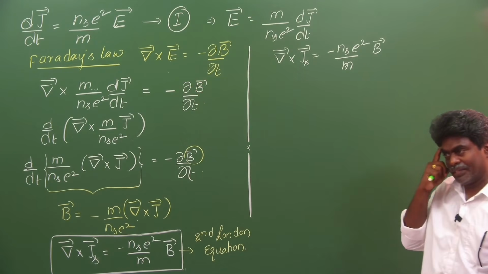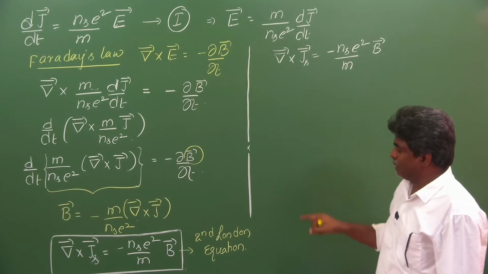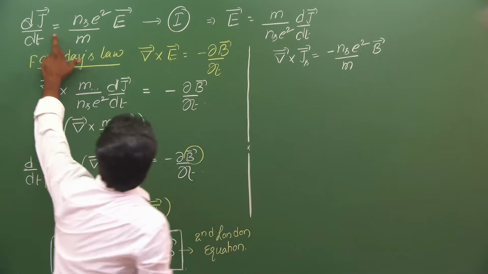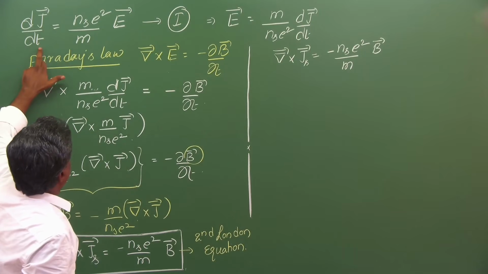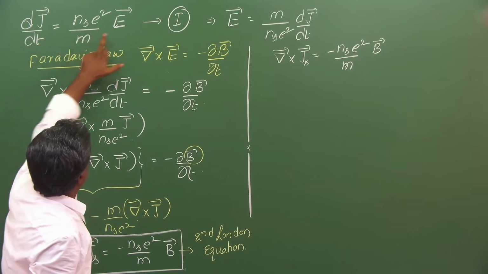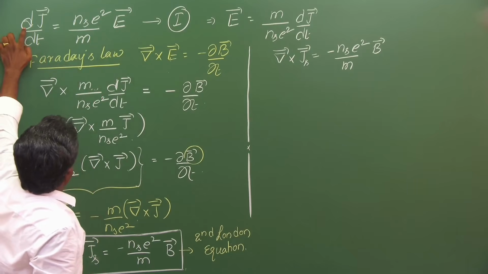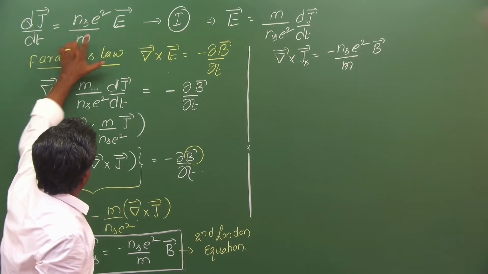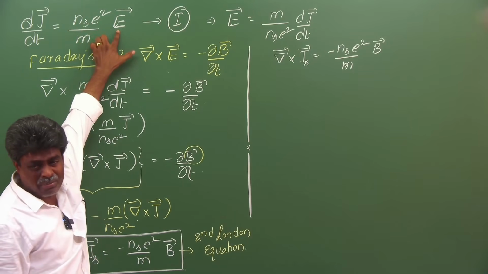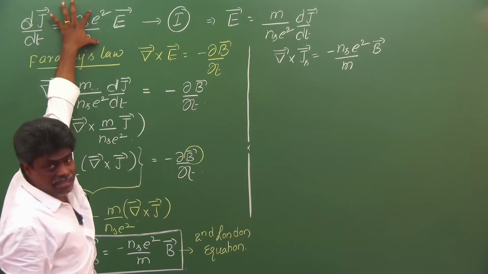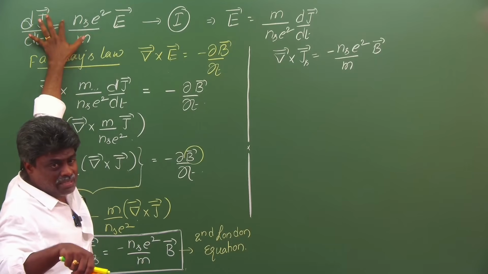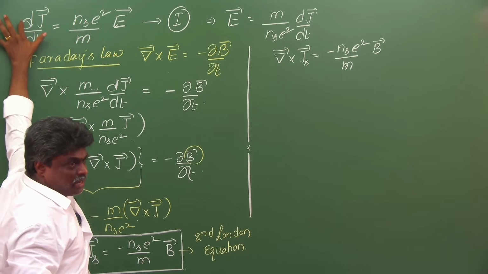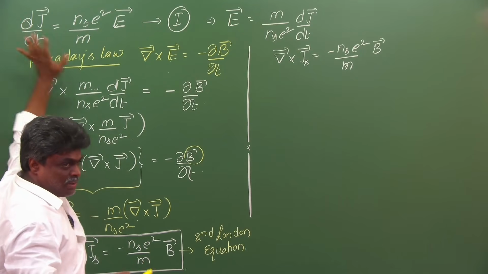Next, the second equation: del bar cross Js bar equal to minus ns e square by m into B bar. For the first equation, rate of change of current density equals ns e square by m times the electric field; for the second, curl of J bar equals minus ns e square by m B bar. Please try to remember like that, because this factor is the same. For the first equation it is a plus, for the second it is a minus. The first is the rate of change of J with respect to time, the next one is a curl.